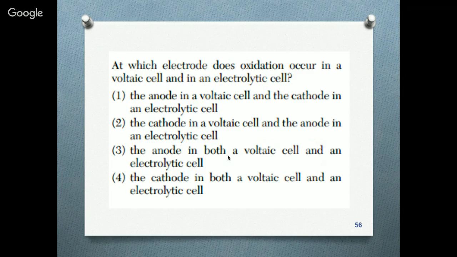All right, at which electrode does oxidation occur in a voltaic cell and in an electrolytic cell? It doesn't matter whether it's voltaic or electrolytic. We said that An Ox and Red Cat will always work. So the anode is oxidation. Red Cat, reduction occurs at the cathode. What is oxidation? Oxidation is where you lose electrons. They're asking where oxidation occurs, so oxidation will always occur at the anode in both the voltaic and the electrolytic cell.